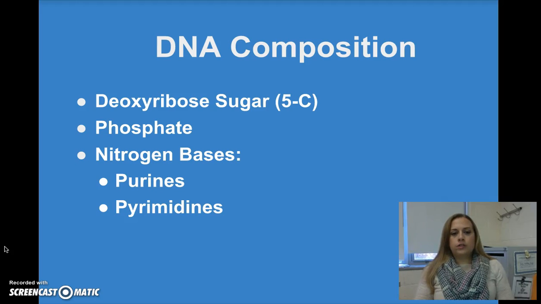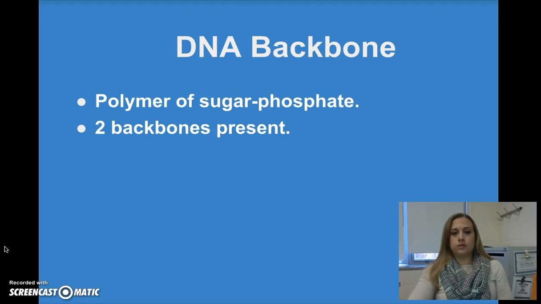So we know that there's a deoxyribose sugar, so that's a 5-carbon sugar. We know that there's a phosphate group, and then we know that we've got two different categories of nitrogen bases, purines and pyrimidines, and then we know that there are two bases that we're looking at for purines and two that we're looking at for pyrimidines.